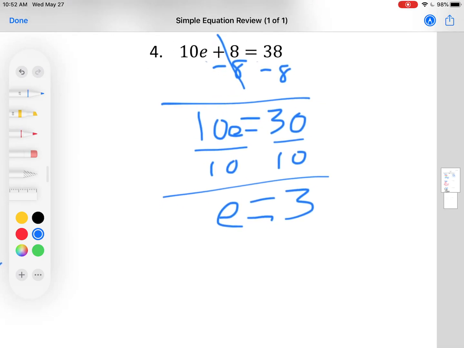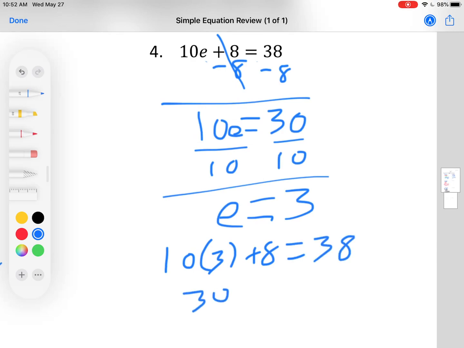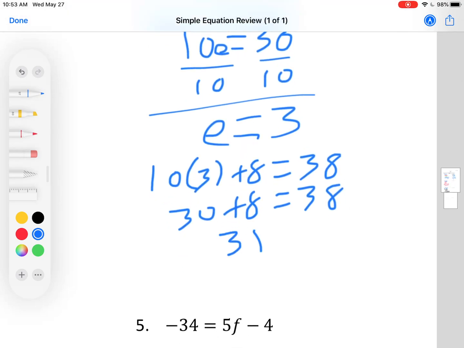Check step. 10 times 3 plus 8 equals 38. 30 plus 8, because 10 times 3 is 30, equals 38. 30 plus 8, 38, equals 38. Does 38 equal 38? Yes, it does.